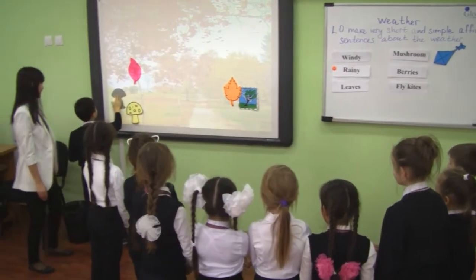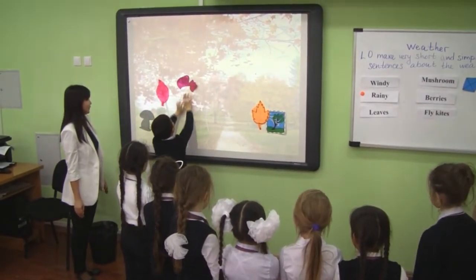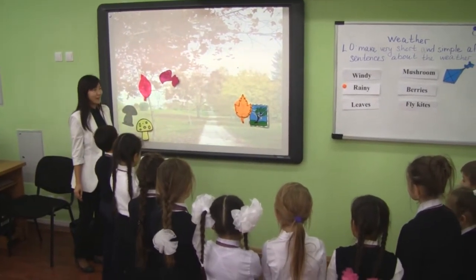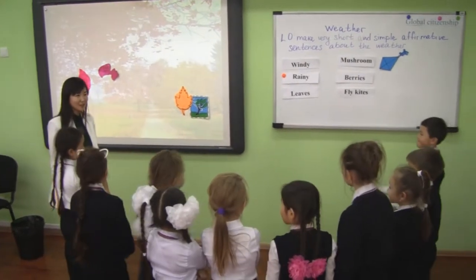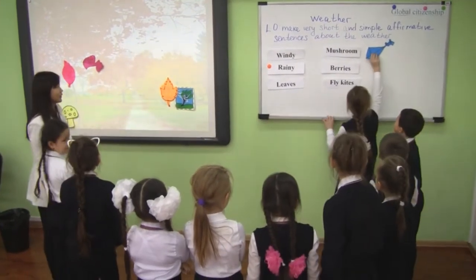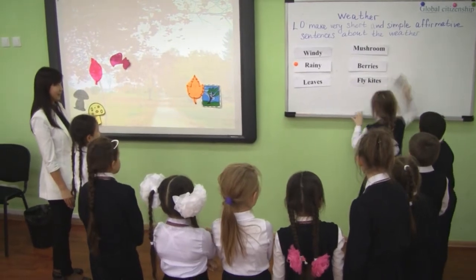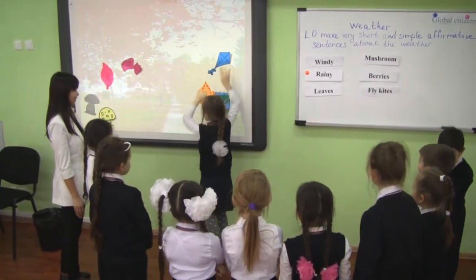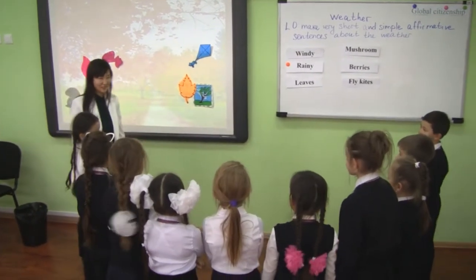Mushrooms and berries. Okay, please make a sentence. We can pick up mushrooms and berries. Okay, thank you very much. And the last is fly kites. Who wants? Ariana. We can fly kites. Okay, thank you very much.